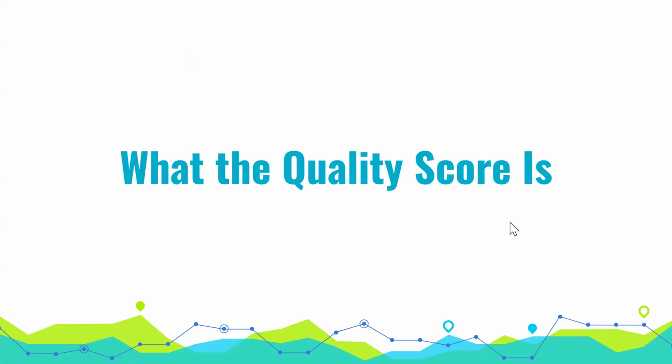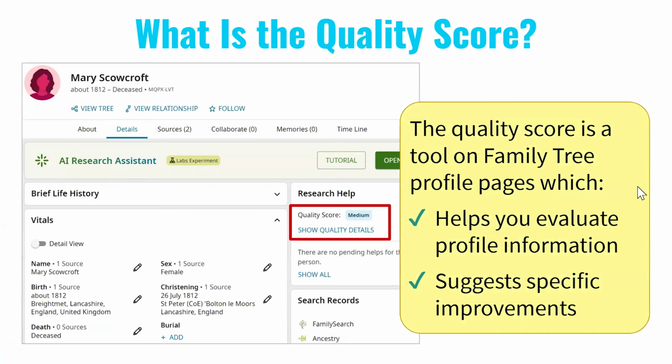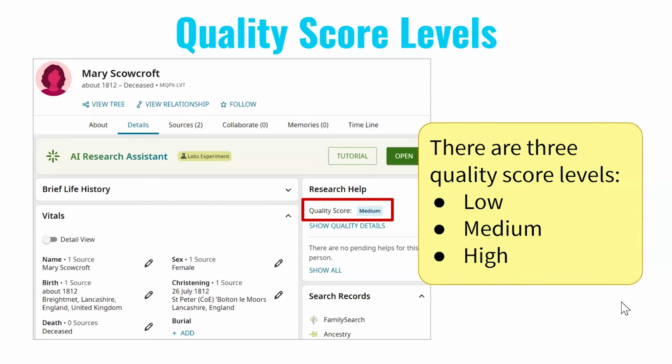So what is the quality score? It is a tool on family tree profile pages that does two things for us. First of all, it helps us evaluate the profile information and it suggests specific improvements that we can make to a profile. The quality score has 3 levels. So it's very simple. This is not a complicated tool. So you will see ratings of low, medium, and high.